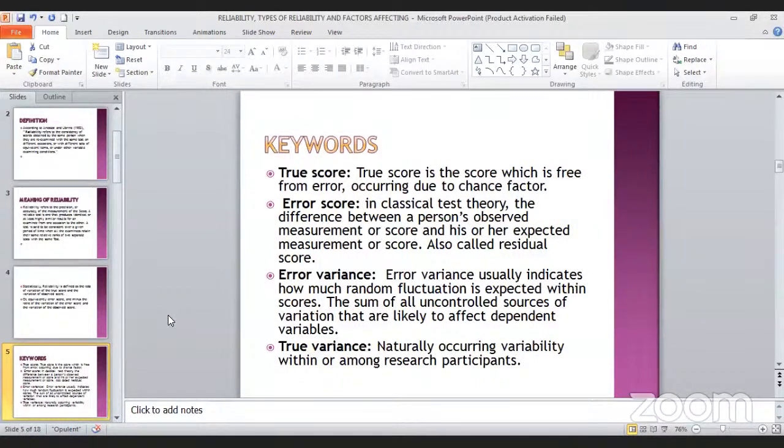And what is error variance? The error variance usually indicates how much random fluctuation is expected within scores. It is the sum of all uncontrolled sources of variation that are likely to affect dependent variables. And what is the true variance? That is the naturally occurring variability within or among research participants. So in any psychological test, the observed variance is the summation of true variance and the error variance.